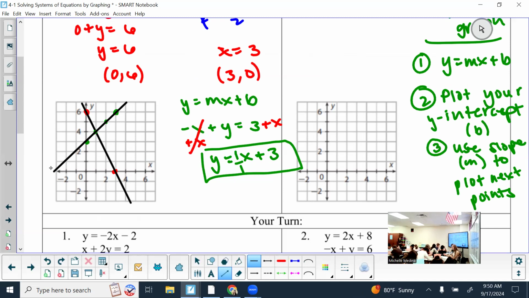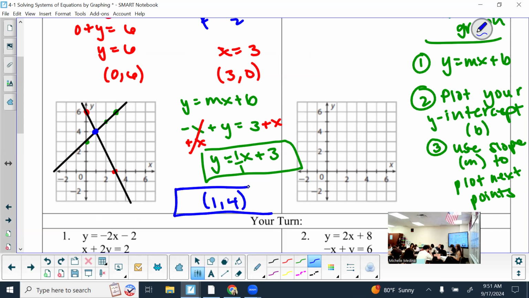So we graphed them. Great. What's my answer? (1, 4). It's the coordinate that they intersect at. So write your answer in coordinate form. (1, 4), it always goes x first and then the y.